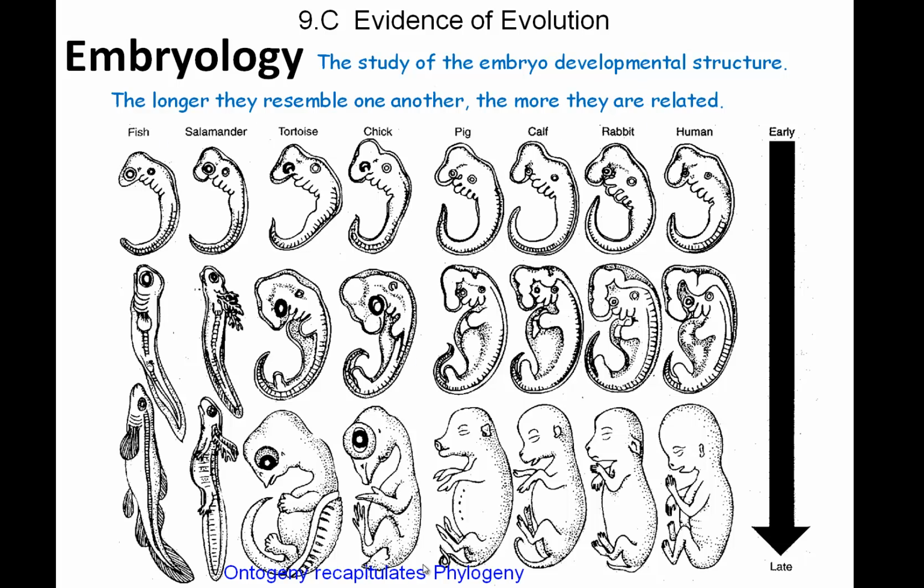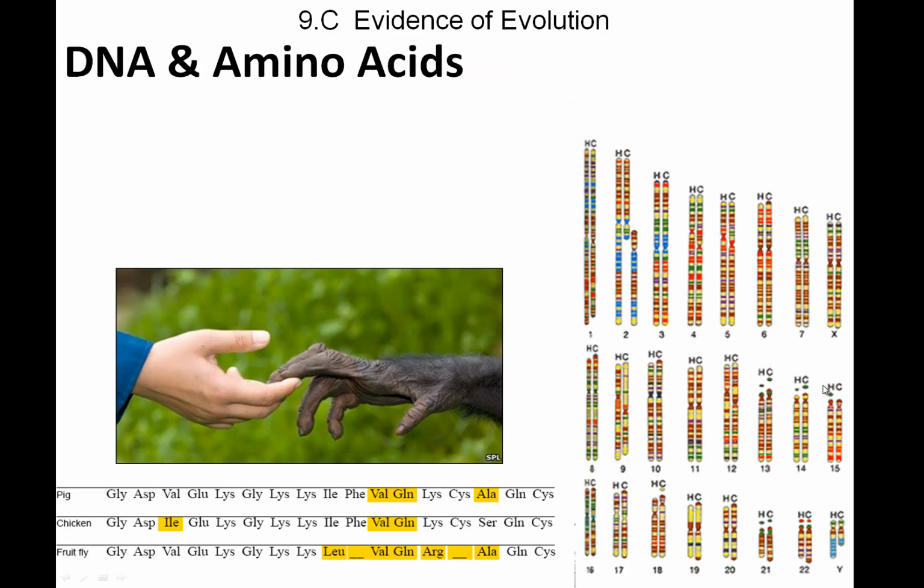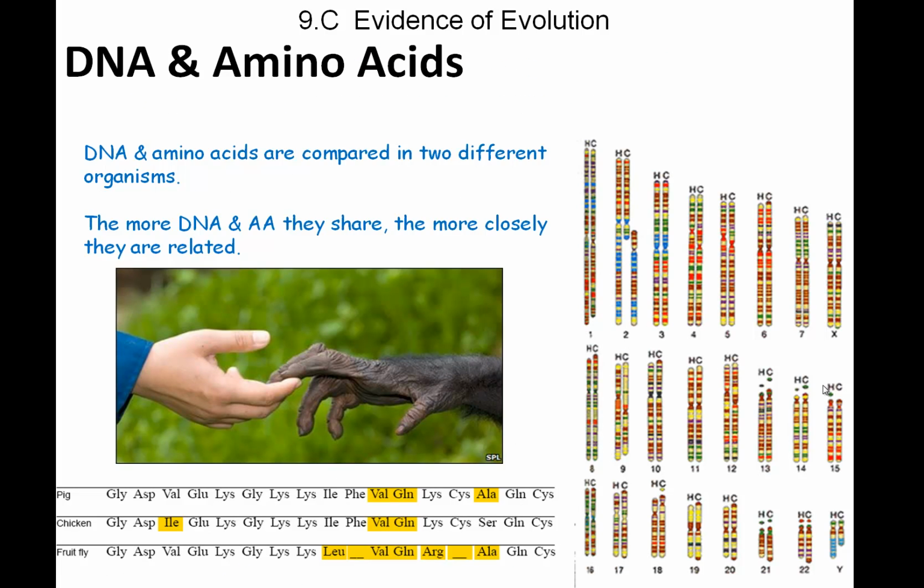So ontogeny recapitulates phylogeny. The longer these guys are the same as they develop, maybe the more they're related through time. DNA and amino acids can be compared in 2 different organisms. Here we have humans and chimpanzees, and you can see that the 23 sets of chromosomes that we have and the 23 sets of chromosomes that the chimp has are very similar.